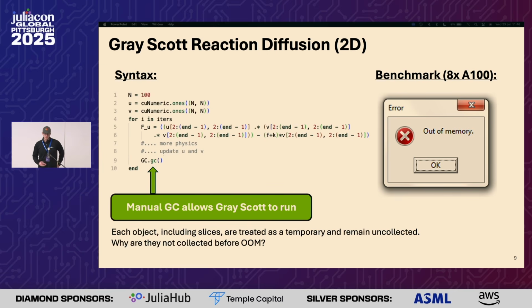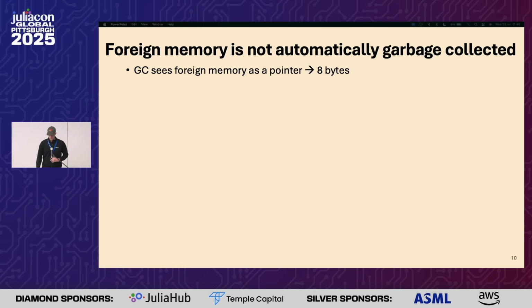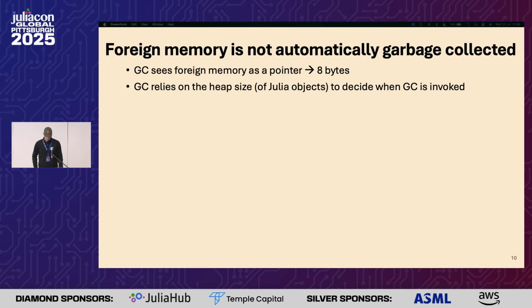So each object included in slices is treated as a temporary object within our cuNumeric framework. So why does the Julia garbage collector not collect these objects? This is a bold claim, but this is what we found to be true, and what other libraries actually do as well: foreign memory is not automatically garbage collected within the Julia ecosystem. So the garbage collector just sees foreign memory as a pointer, and the base Julia garbage collector relies on the notion of heap heuristics. How much heap saturation do you have present within your program before the garbage collector is invoked, right?